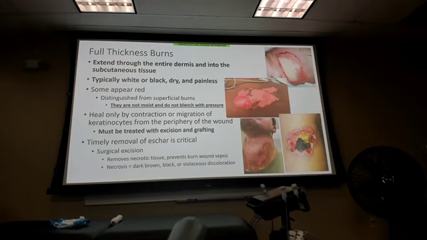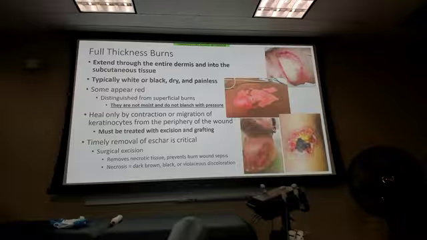These really only heal by contraction or migration of the keratinocytes from the periphery of the wound. So because there's just subcu layer as healthy tissue, right, it's not going to heal from the bottom up like most injuries. It's going to actually heal from the outer edges in. So that's where we see the contraction or contractures happen, because you're healing from the outside of the wound in versus from the bottom up. Okay.